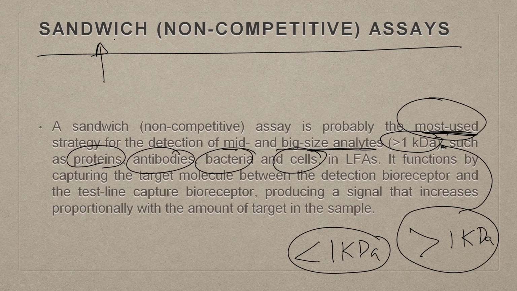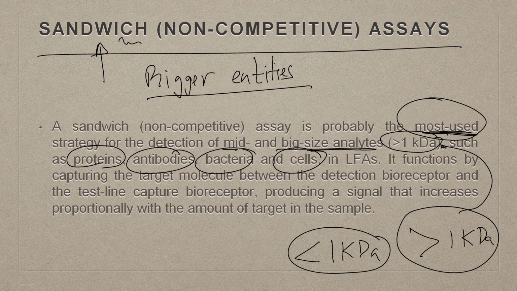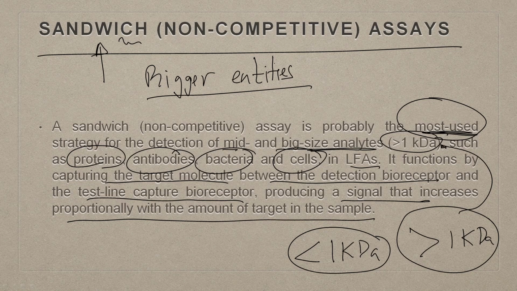So, one thing is very clear: the sandwich assay is for bigger entities, which include whole proteins, antibodies, bacteria and cells in LFAs. It functions by capturing the large molecule between the detection bioreceptor and the test line capture bioreceptor, and produces a signal that increases proportionately with the amount of target in the sample. So, the strength of the signal will increase as more and more of these molecules get captured.